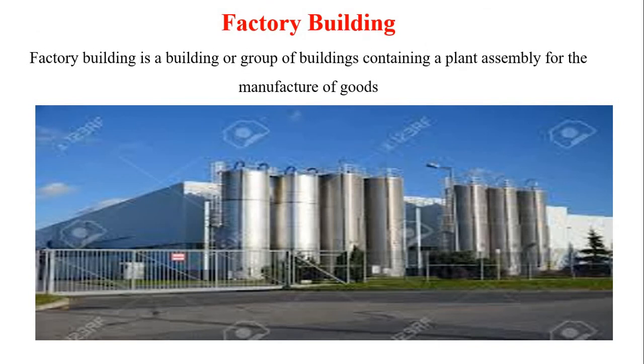A factory building is a building or group of buildings containing a plant assembly for the manufacture of goods. This is what a factory building is. There are a few different types of factory building. Let us discuss them one by one later. There are many factors considered while designing a factory building.